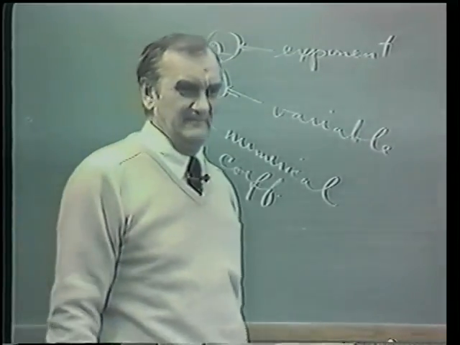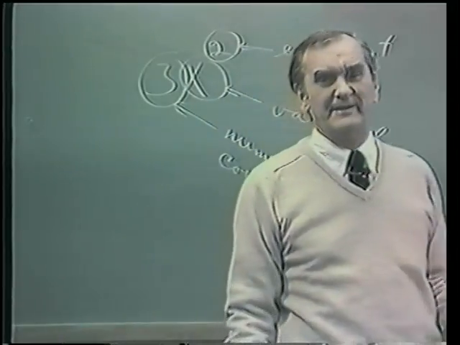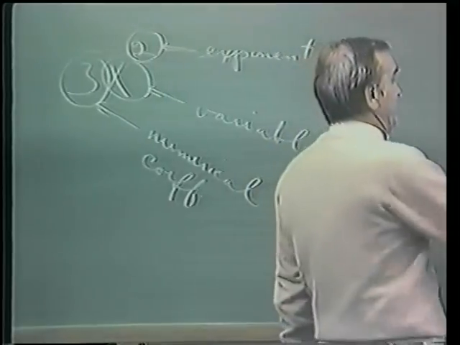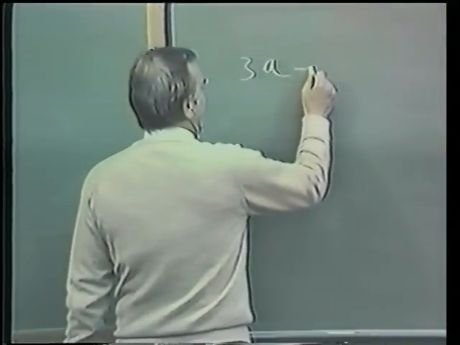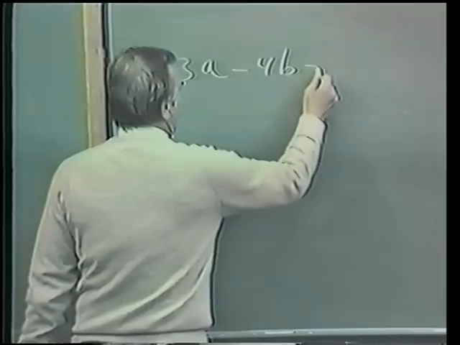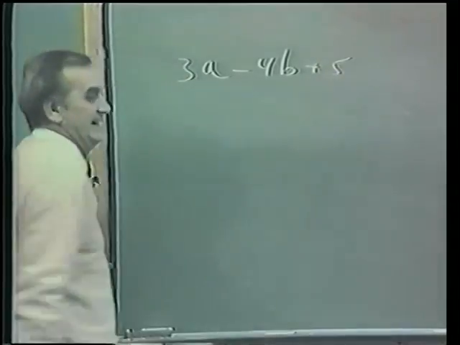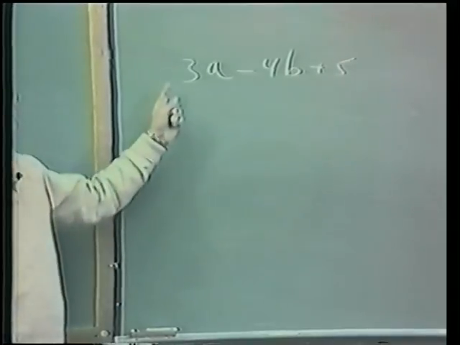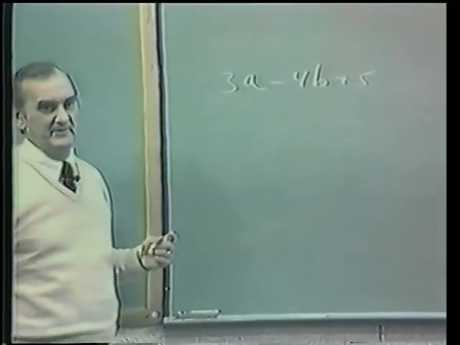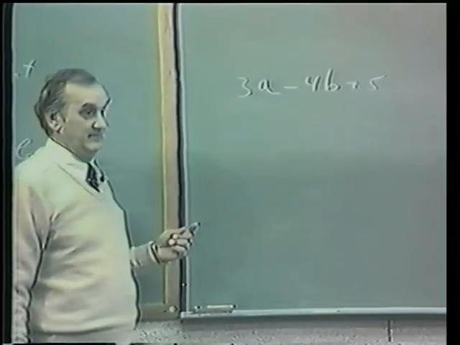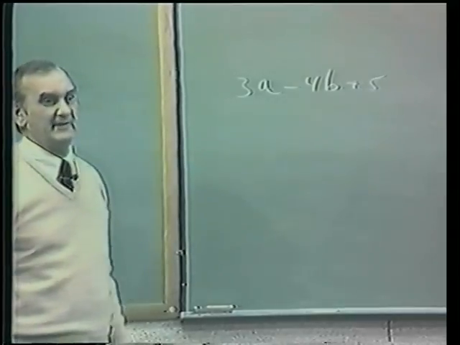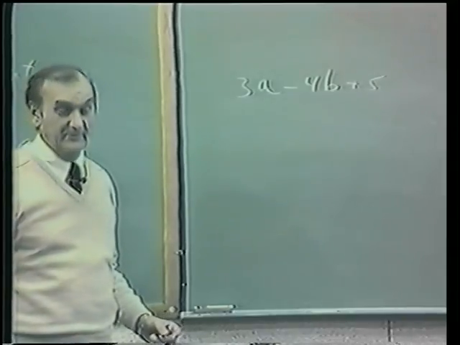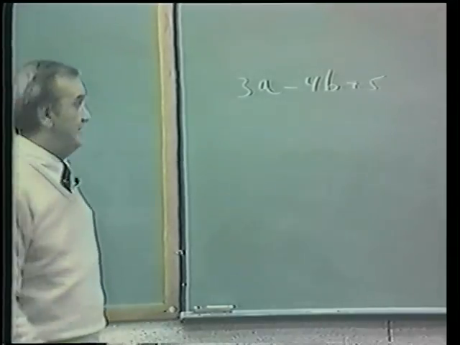But what is a term? A term is separated by either a positive or negative sign. Example. So let's suppose we have 3a minus 4b plus 5. This algebraic expression is often referred to as a polynomial, meaning more than one term. How many terms are in this particular polynomial? 3 terms.